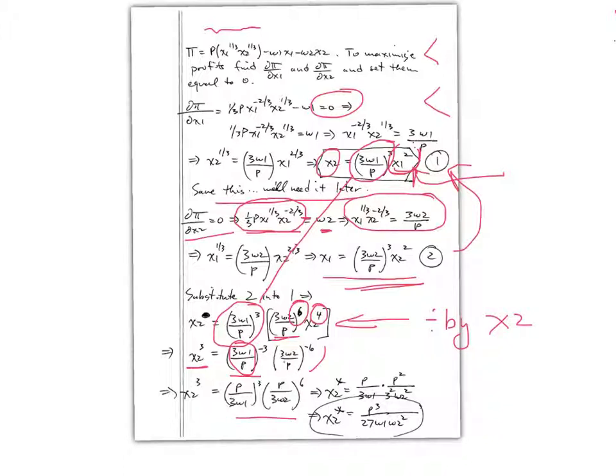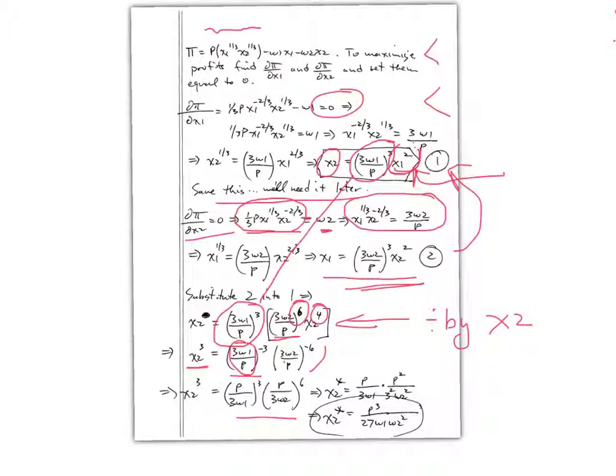Now it's a matter of collecting terms in p's and w's. So I have p to the 3 times p to the 6, which should be p to the 9th. So I could go ahead and gather those up, make it p to the 9th. I have 3 to the 3 and 3 to the 6 in the denominator. I could gather those up, etc., etc.